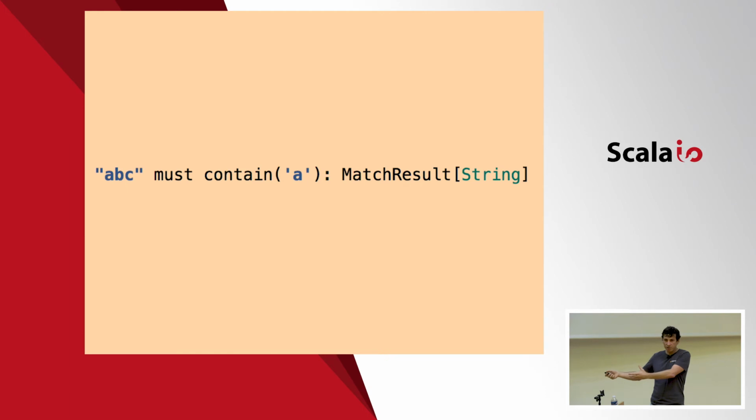And once you have a matcher, you can connect it to the actual value by using must. So you can say ABC must contain A. And this will create a match result. A match result is essentially a result, except that it contains more information. So not only can you see if it's a success or a failure, but you can also see what the actual value was, what the expected value was. And this allows you to have some more complete reporting at the end of your specification.